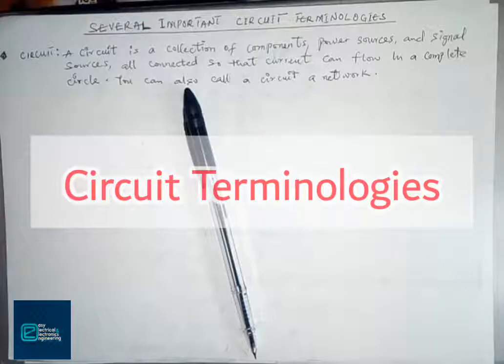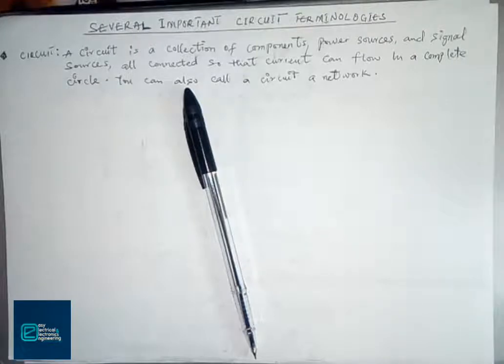I believe we already know the meaning of circuits based on the kind of materials we are using at home. So a circuit can be a path through which current flows. But according to what I have here, a circuit is a collection of components, power sources and signal sources, all connected so that current can flow in a complete circuit. And a circuit can also be called a network.